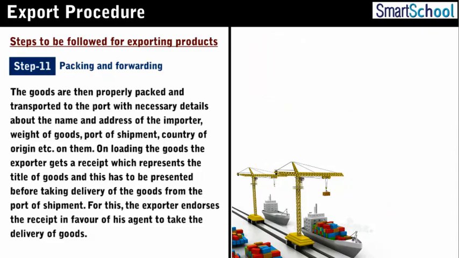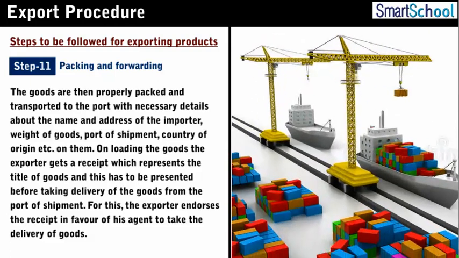on them. On loading the goods, the exporter gets a receipt which represents the title of the goods, and this has to be presented before taking delivery of the goods from the port of shipment. For this, the exporter endorses the receipt in favor of his agent to take the delivery of goods.